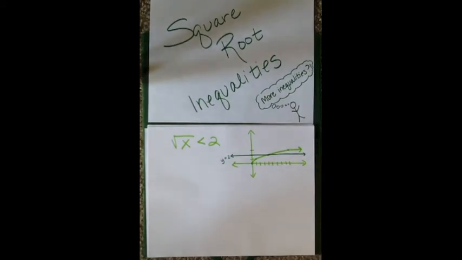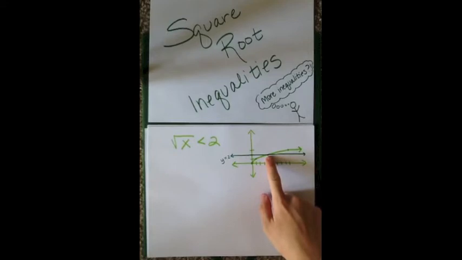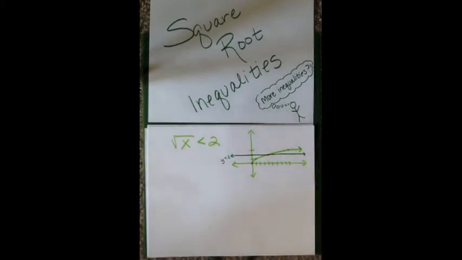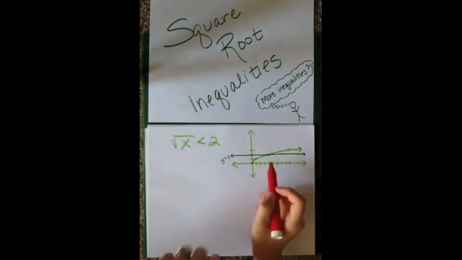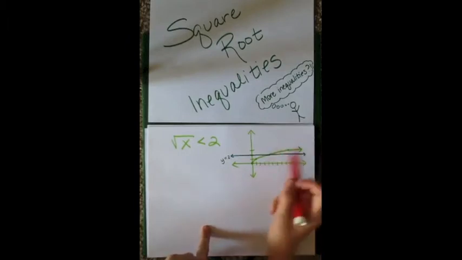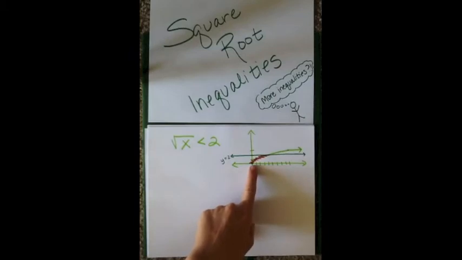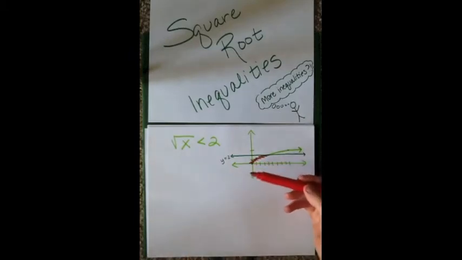Alright, so if I were looking for where they were equal, that would be pretty easy. It'd be right here at x equals 4. But I'm not looking at where they're equal. I'm looking at where is the square root of x less than 2. So where is it less than is all of that space on this graph that's below this line. So it's all of this. And it stops here. Why does it stop there? Because the graph of square root of x stops there.